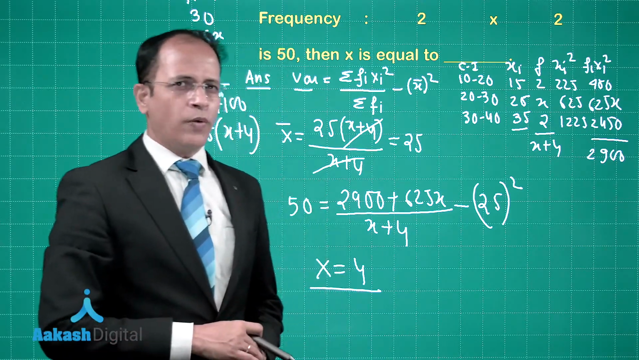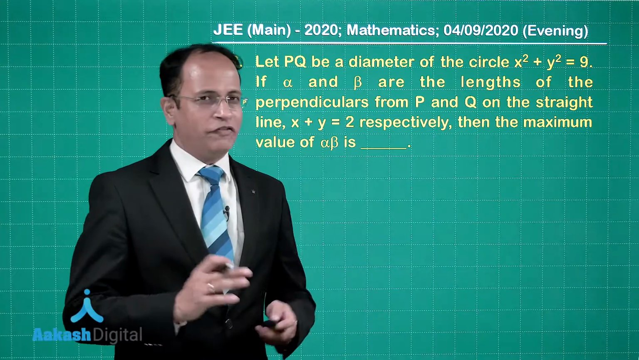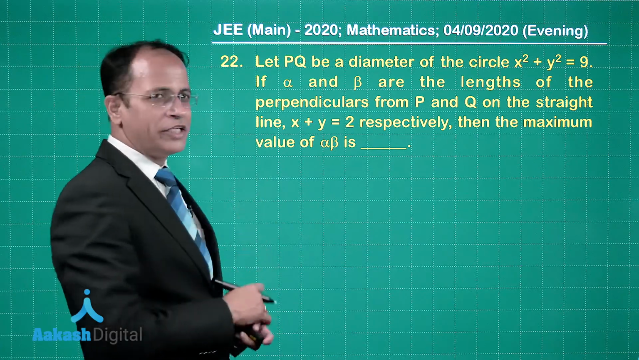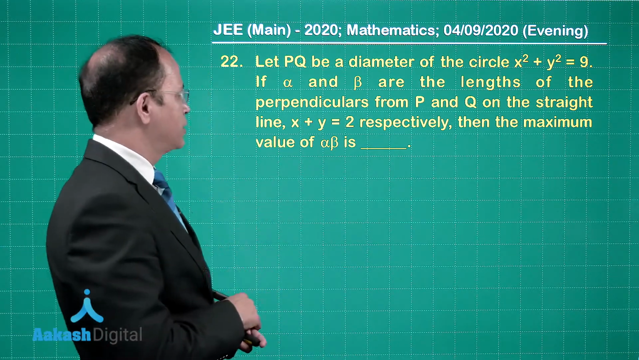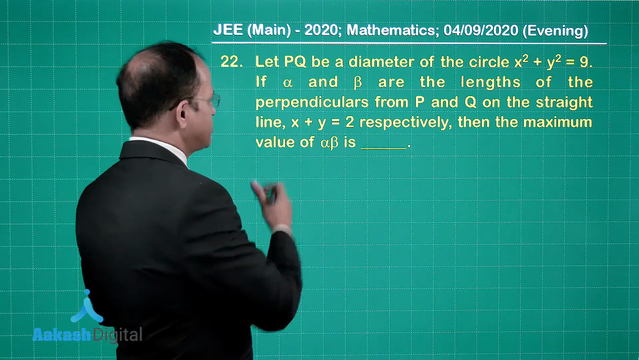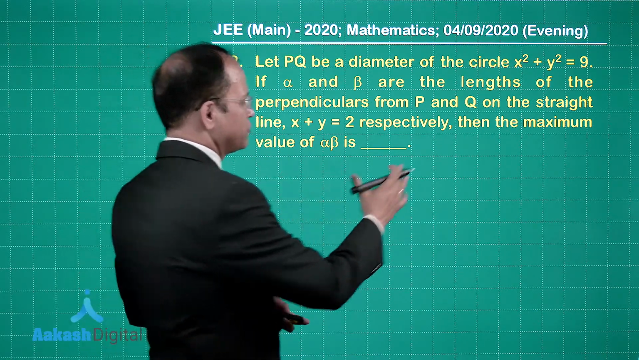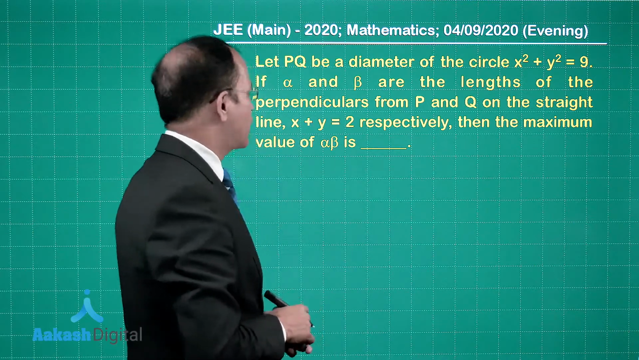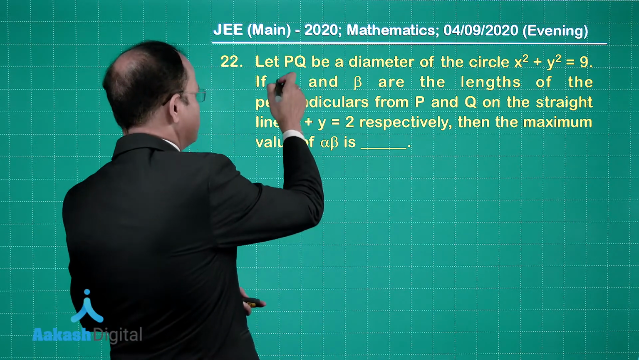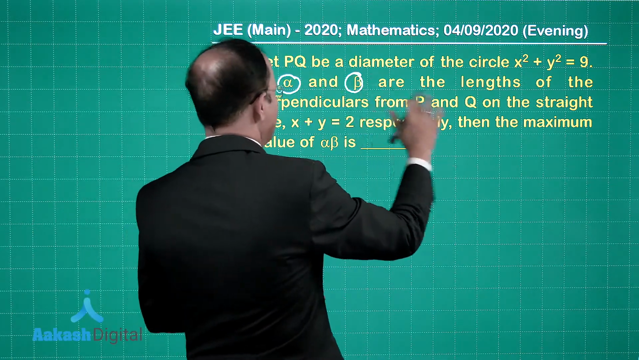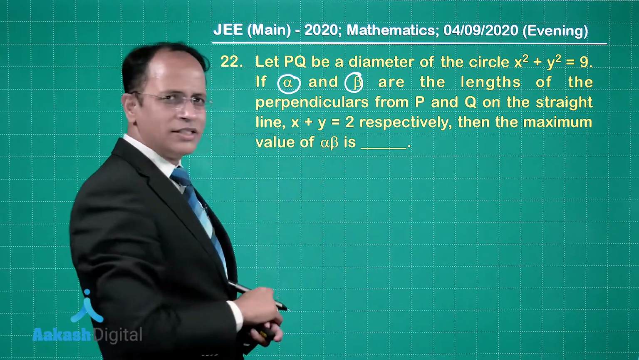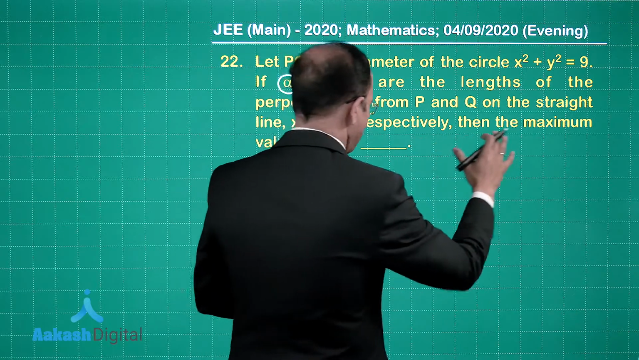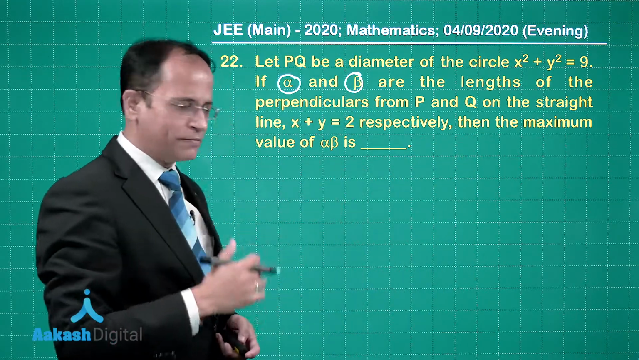Now let's go to the next one. Now friends, let's talk about question number 22. It is a problem which is based on circles. The question states that PQ is a diameter of the circle x square plus y square is equal to 9, and alpha and beta are the lengths of the perpendiculars from P and Q on the straight line x plus y is equal to 2 respectively, then the maximum value of alpha beta is what?